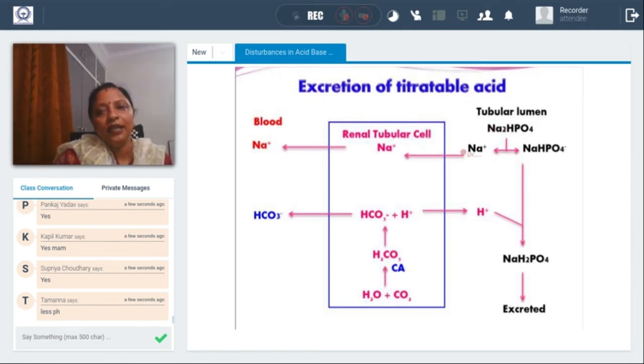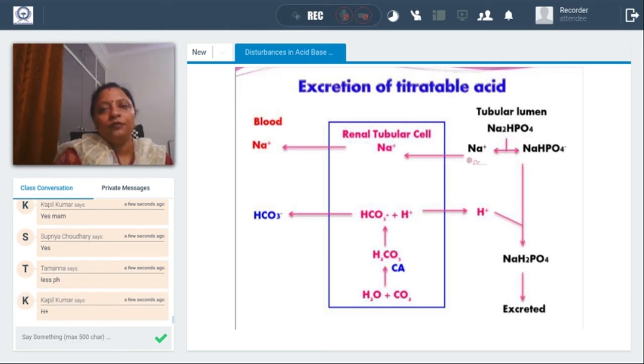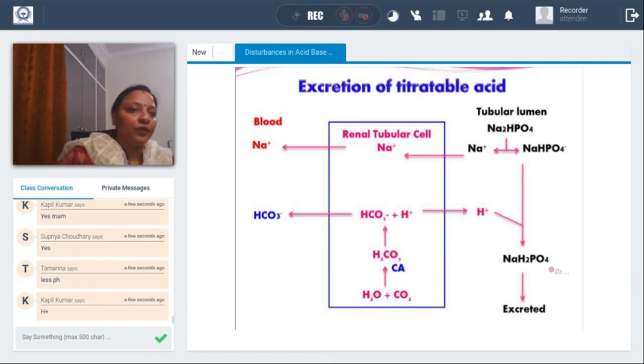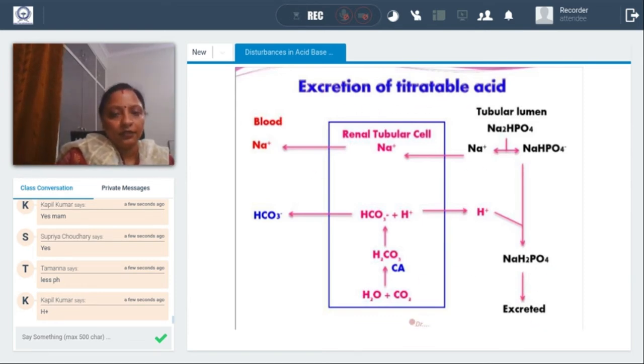So you can see here excretion of titrable acid. This is the tubular lumen, this is the renal tubular cell. Na2HPO4 gives NaH2PO4. Sodium reabsorbs in renal tubular cells and goes to the blood. This NaH2PO4 is excreted, and you can see here this H plus is excreted into the tubular lumen. And by the enzyme carbonic anhydrase, H2O plus CO2 forms H2CO3, and this dissociates into HCO3 minus plus H plus. So HCO3 reabsorbs, sodium reabsorbs, and this H plus is excreted. This H plus combines with NaHPO4 and NaH2PO4 is formed. It is excreted. This is the excretion of titrable acid.